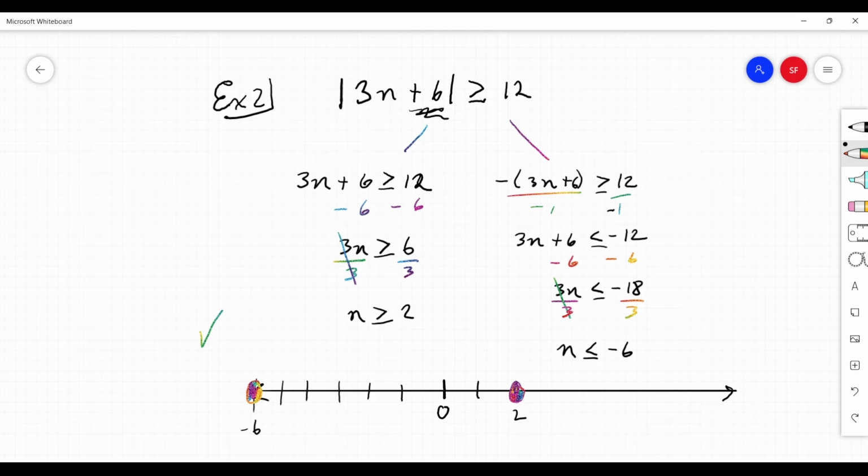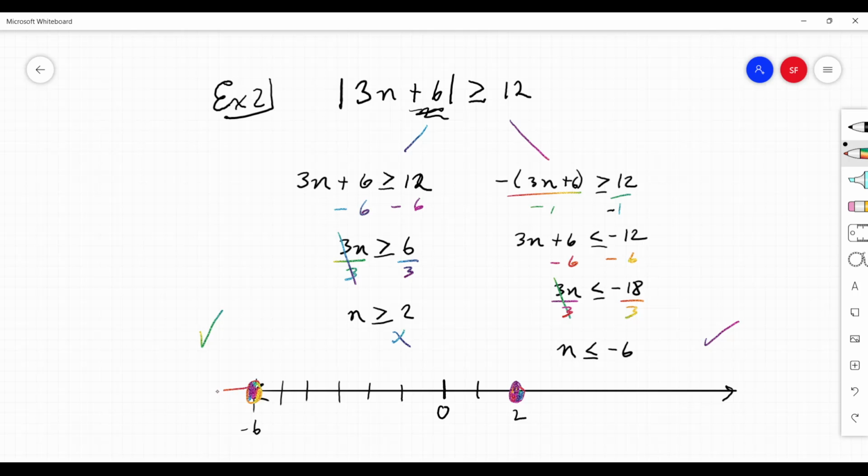So a number in between here, if I plug a 0 in there, 0 plus 6 is still 6. What's the absolute value of 6? 6. So is 6 greater than or equal to 12? Yes or no? No. So this interval doesn't work. Check over here. If I put a 3 in there, what's 3 times 3? 9 plus 6 is 15. What's the absolute value of 15? 15. Is 15 greater than 12? Yes. So this interval works.